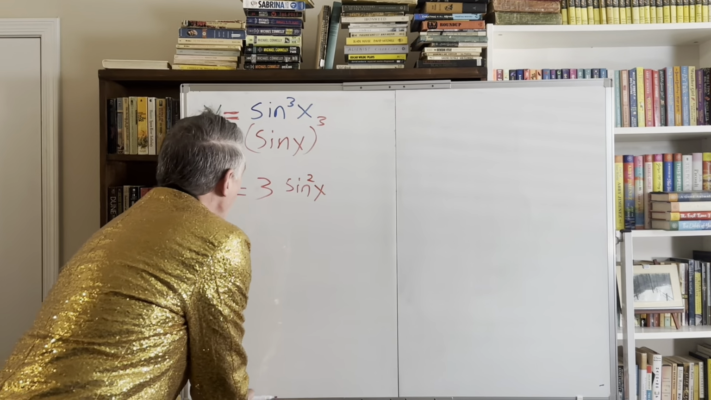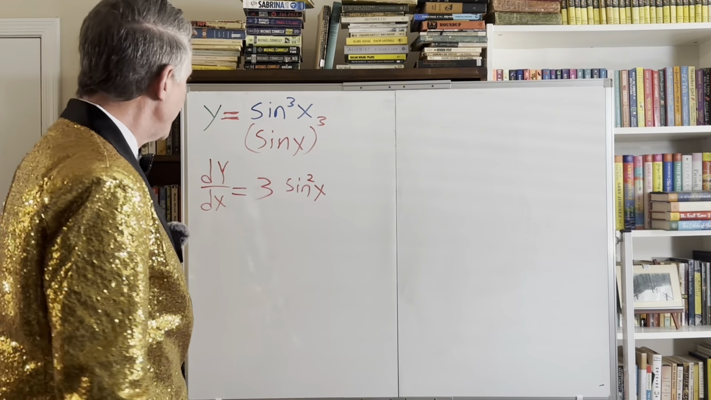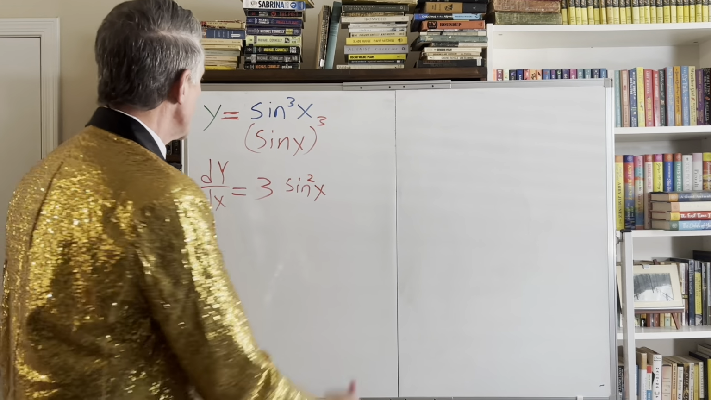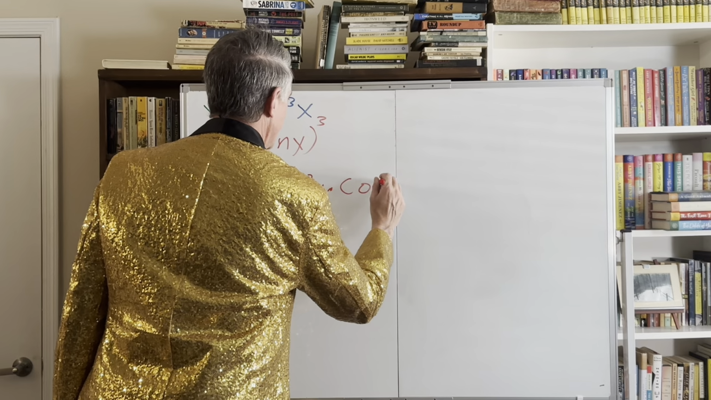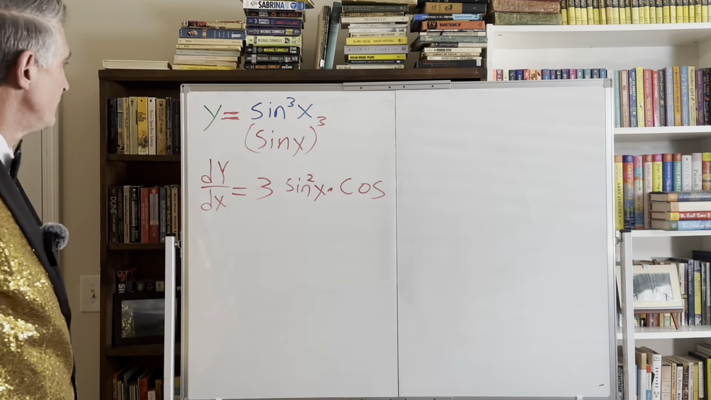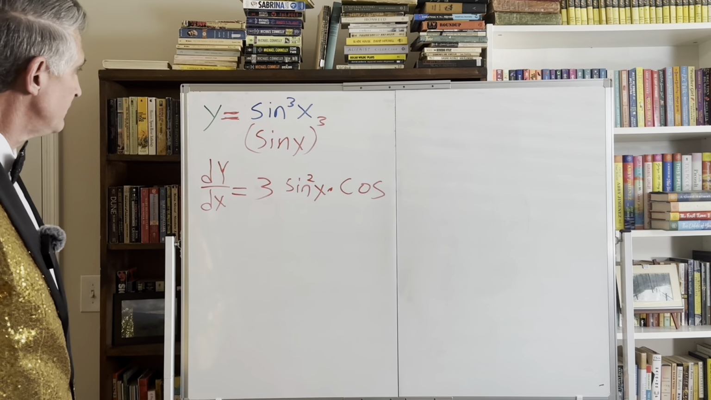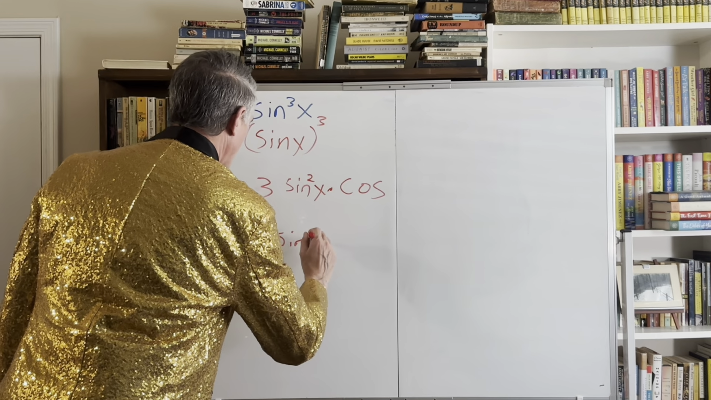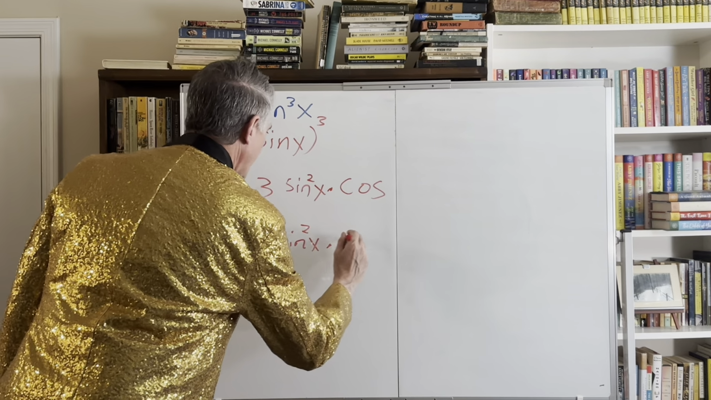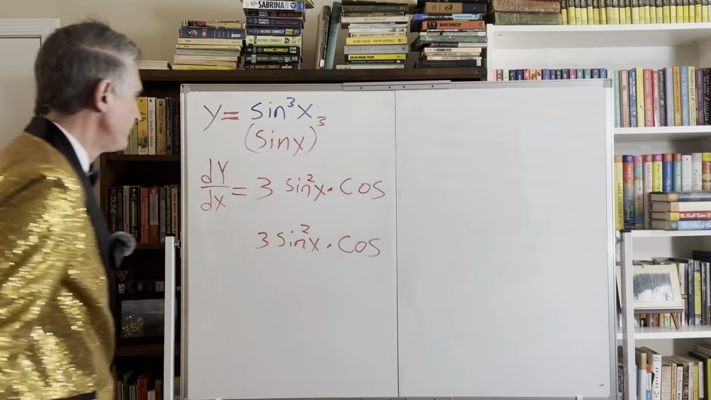And taking what? Well, we've got to take the derivative of the inner function, don't we? So let's just go ahead and multiply that by, that's going to be cosine, isn't it? Well, what's left now? No, that's it, isn't it? Yeah, what we have here is 3 sine squared of x multiplied by cosine.